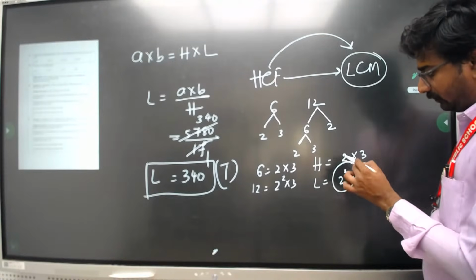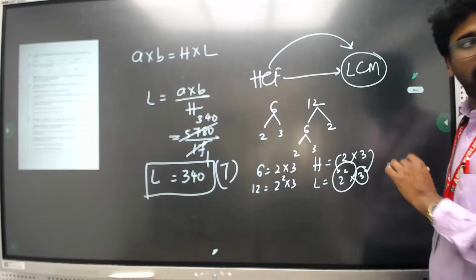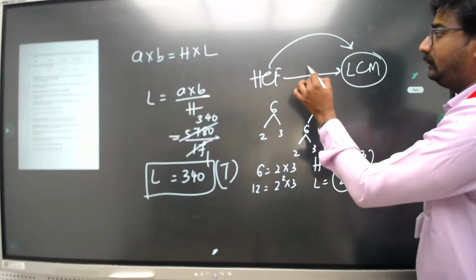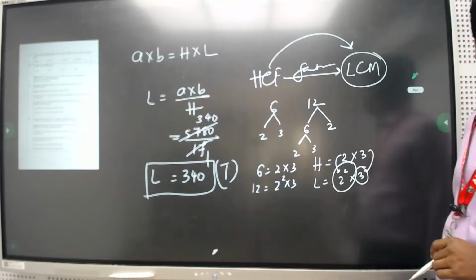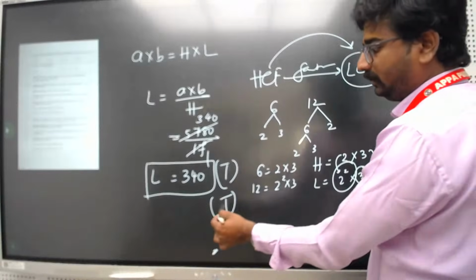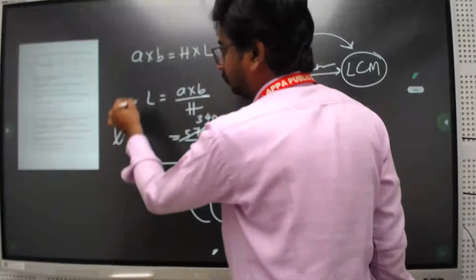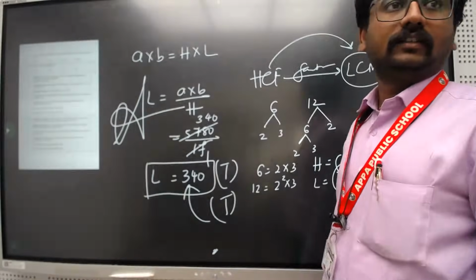In this 2 square, whether 2 will be there as a factor? Yes. And in this 3 also, whether 3 is a factor? So always HCF is a factor of LCM. Even reason is true, and this will be the right explanation for assertion. So which option? Option A answer.